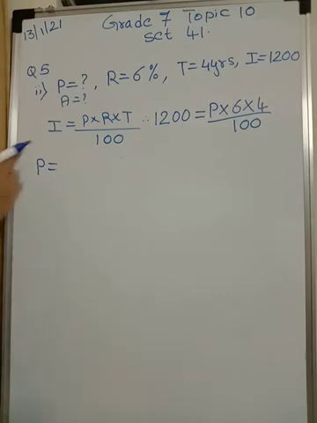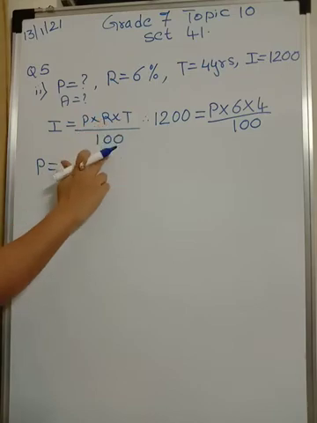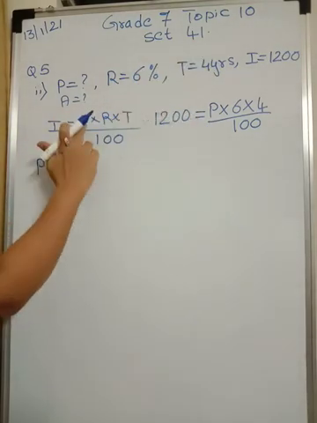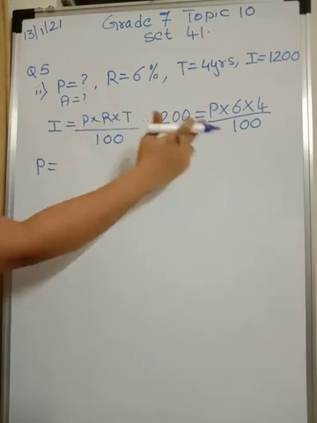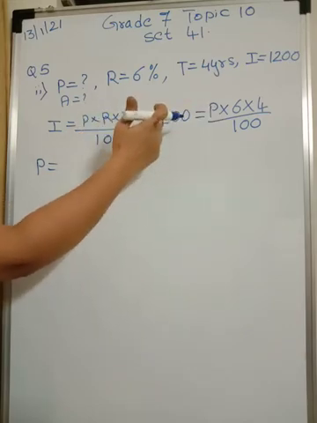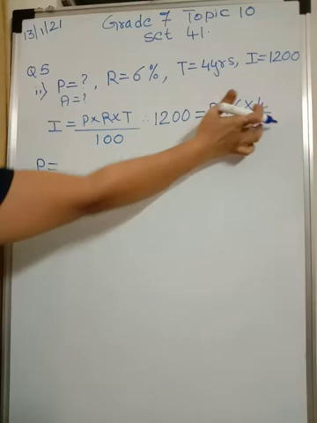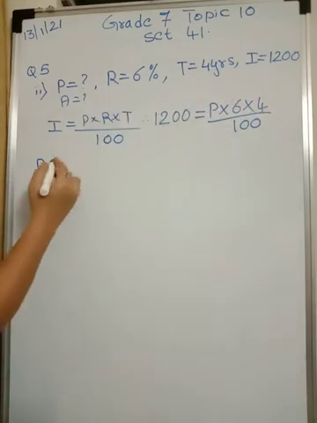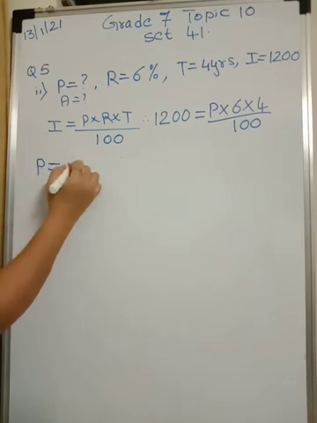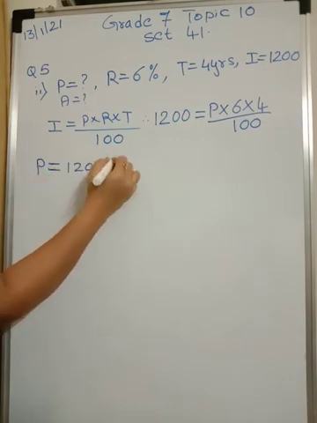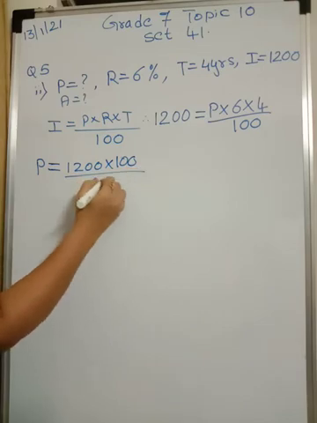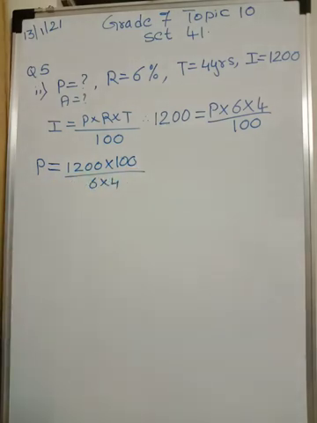Now see students, first you know the interest formula is P into R into T upon 100. Substitute I. How much is I? 1200, which is equal to P into 6 into 4 upon 100. Now, we want P, so we are going to shift these 3 numbers. This is in denominator, it will go in numerator. So it is equal to 1200 into 100, and 6 and 4 will go in denominator, 6 into 4. Up till here, is it clear?